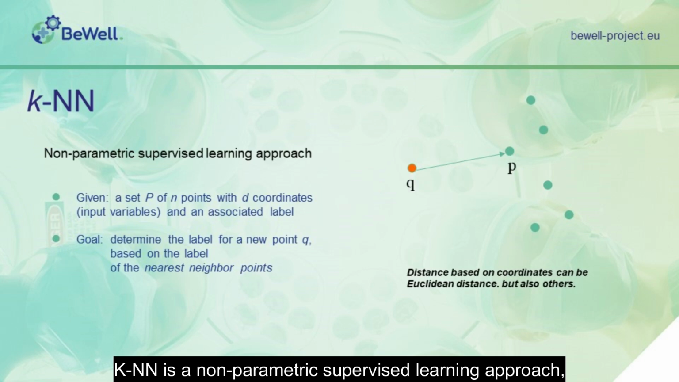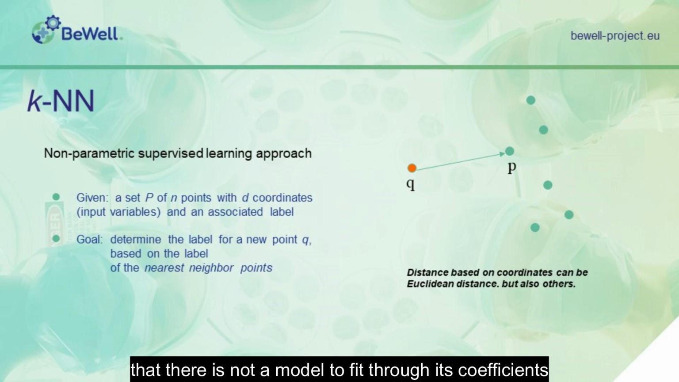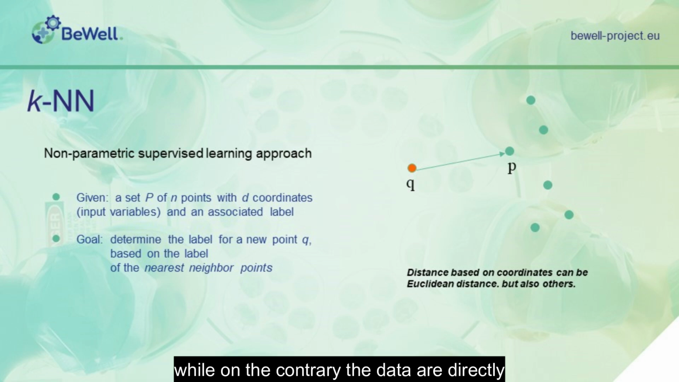KNN is a nonparametric supervised learning approach, where nonparametric means that there is not a model to fit through its coefficients, while on the contrary the data are directly used without the formalization of a model. This gives flexibility to the description, which does not depend on the assumptions made to structure the model.